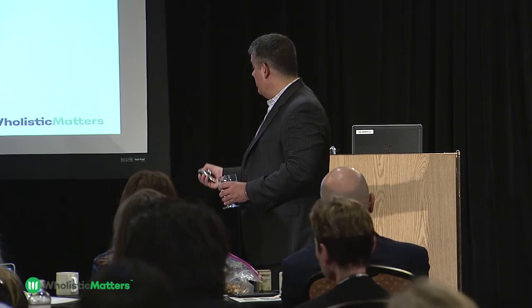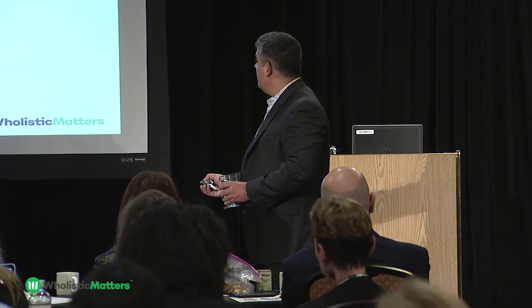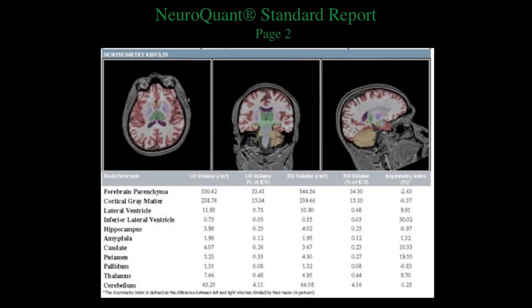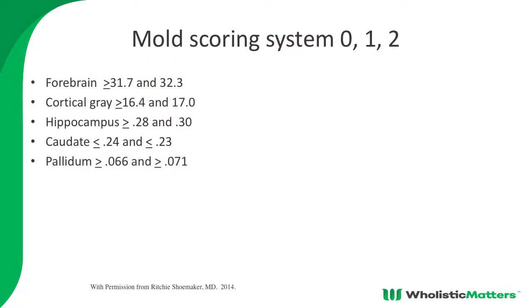Okay? Does NeuroQuant do that? No, you have to do this. So let's go through it. This patient on the right was 34.3 for their forebrain parenchyma. They were 34.3 for the right side of their forebrain parenchyma. So we go to the scoring system, and we say, whoa, 34.3. That's greater than 32.3, right? So they get a 2.